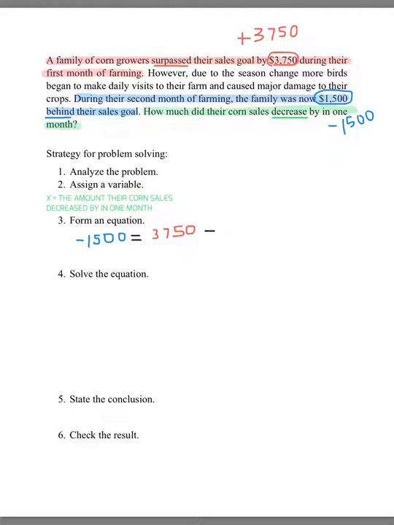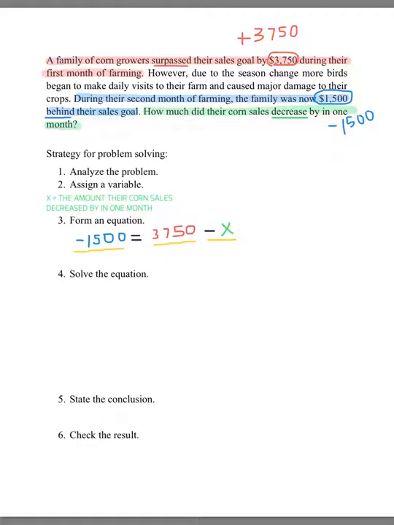And the quantity that we want to subtract is actually the quantity that we're going to solve for, which is represented by a variable x. So that's going to be our equation again. So originally, the family surpassed their sales goal by 3,750. That's why that's positive. And then they had a decrease in sales. So you're going to want to subtract from that 3,750. And now that put them at their most recent sales, which is negative $1,500 behind their sales goal. So our equation makes sense, so now let's go ahead and solve it.